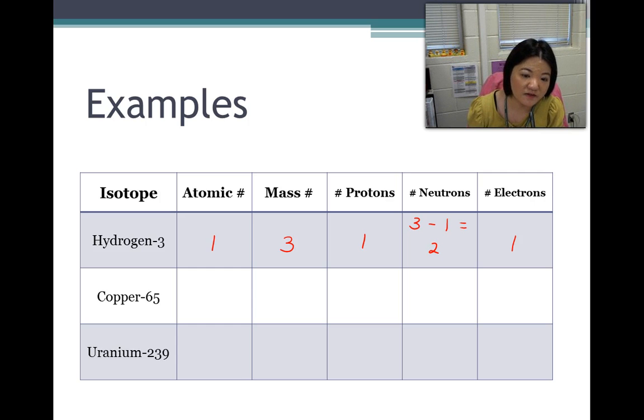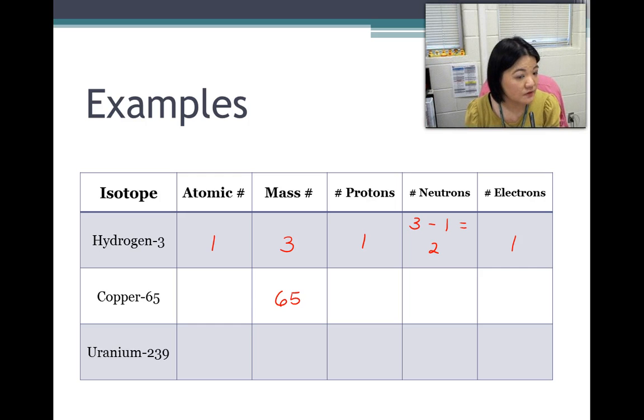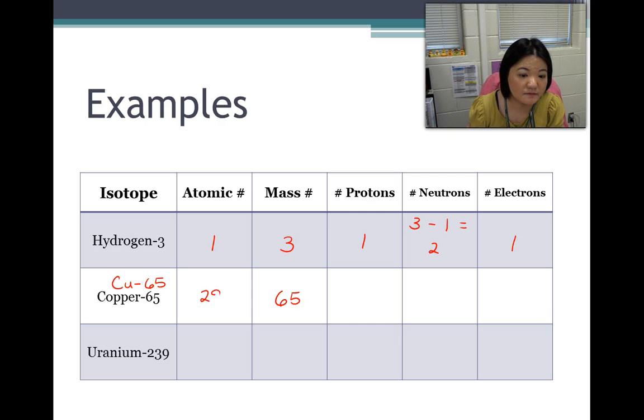Alright, copper 65. That means the mass number is 65. The atomic number of copper is Cu. Okay? Cu is atomic number 29. The number of protons, therefore, is 29, and the number of electrons is also 29. Alright, the number of neutrons. We are going to take 65 and subtract 29. And we will get 36. Okay?